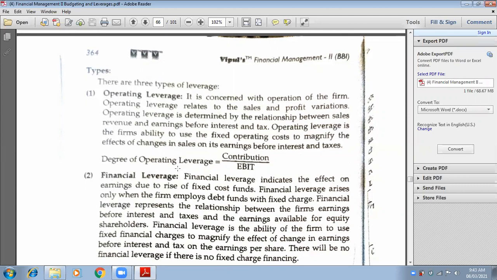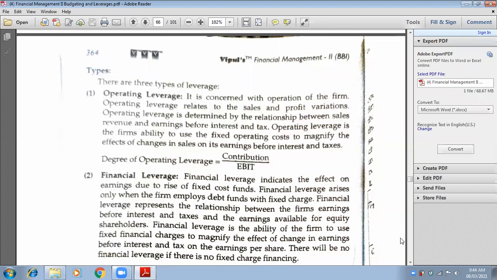So the degree of operating leverage is contribution upon EBIT. How to calculate contribution, how to calculate EBIT, I will tell you. What is EBIT? Earnings before interest and tax. E earnings, B before, I interest, T tax. So the relationship between sales and earnings before interest and tax will help you understand the operating leverage. So the formula of operating leverage is contribution upon EBIT.